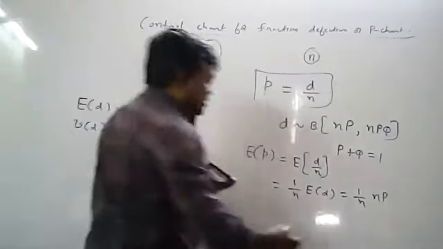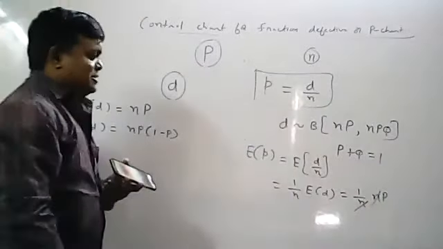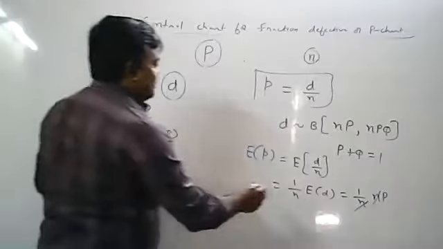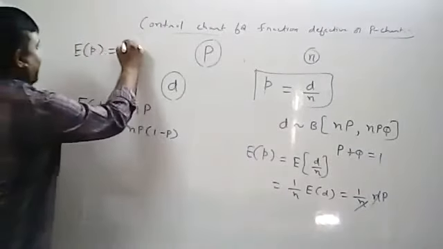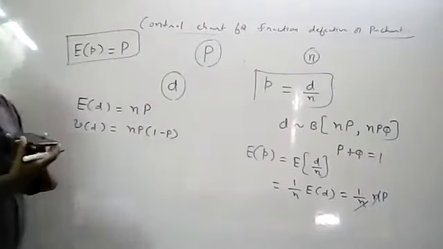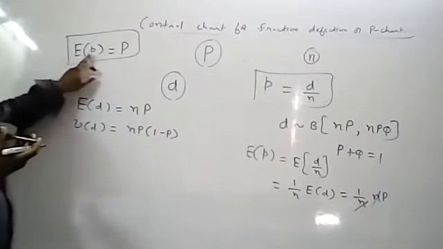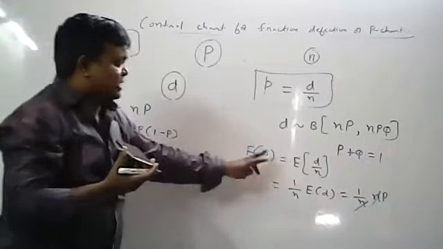n in capital P. So that means which values will be cancelled? n gets cancelled. So what is the expectation of small p? Expectation of small p equals capital P. And that means I know the mean of small p. What is the mean of small p? Capital P.